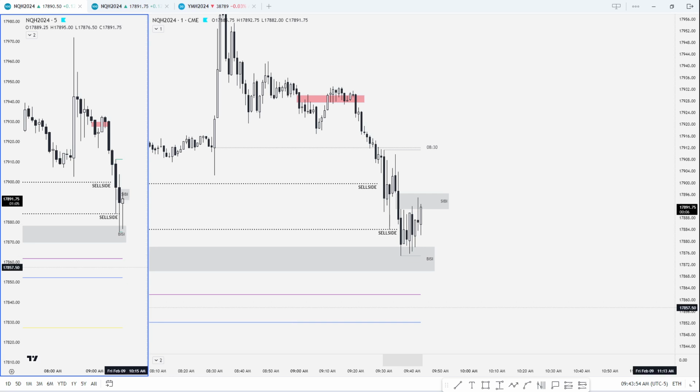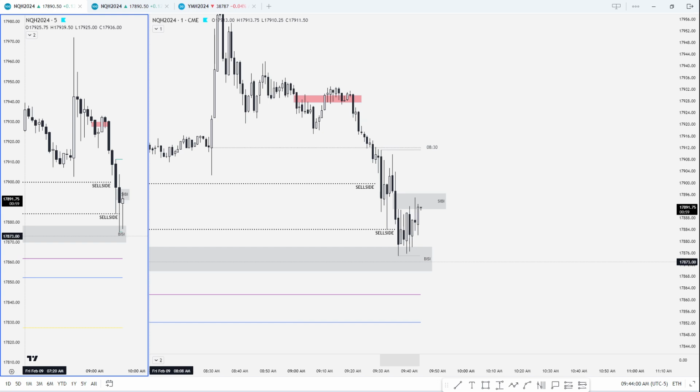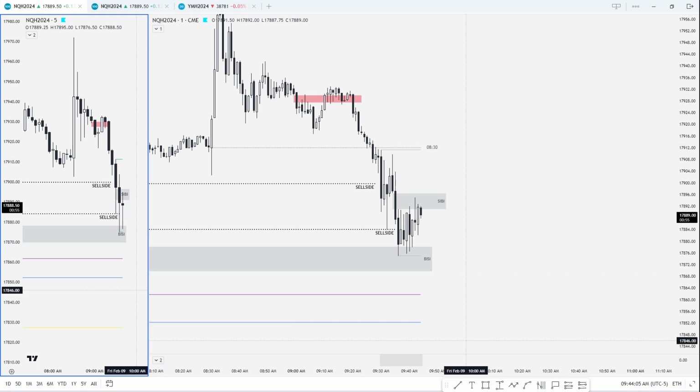Also tapped into an hourly fair value gap. Right now, I'm just waiting to see the daily profile. If the 1 RBC holds, I'll look to long. If it fails, look for Asia lows. I like it.